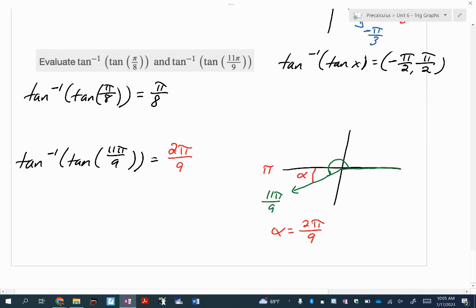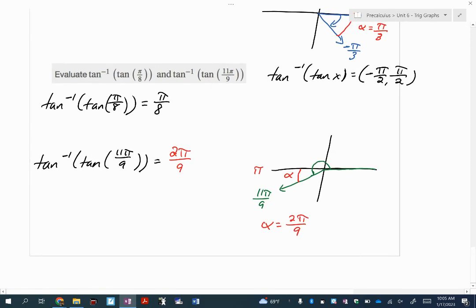All right, and that's it. So hopefully you have a chance to practice. Go to the IXL link and make sure your brain understands how we're going backwards to find angles. Good luck.